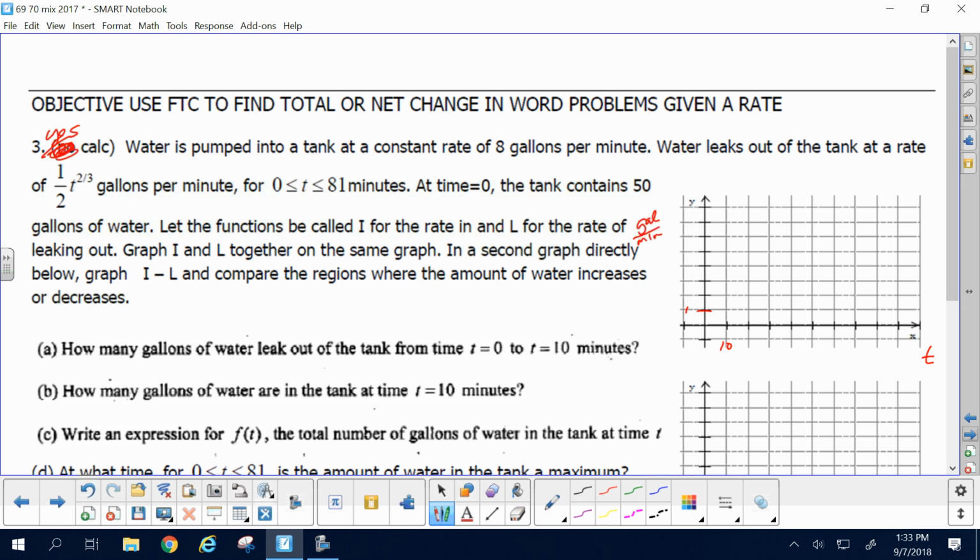Let's go with the 8 gallon per minute in rate. That's right. This is rate in. What would the area under that curve represent? How many gallons in at any moment. So again, the area under the curve, who cares? Well, area under the curve represents gallons in. Gallons per minute times minutes. So it has meaning. What about the other guy?